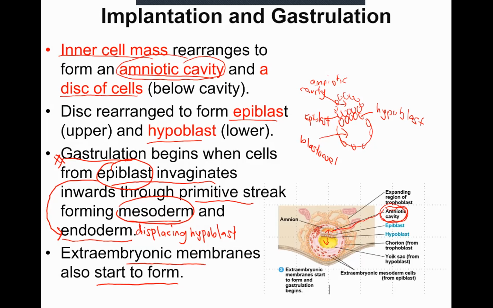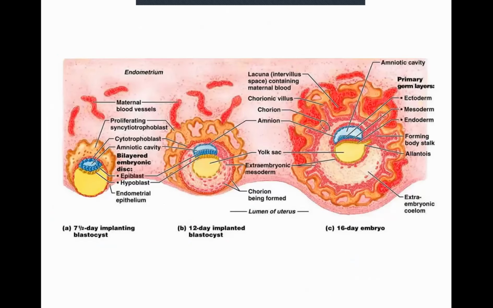Okay. So these are the extra-embryonic membranes. They are amnion, yolk sac, and another one here is allantois. Okay, so this is chorion. You see, chorion is the outermost layer surrounding the embryo, right? And that is chorion.